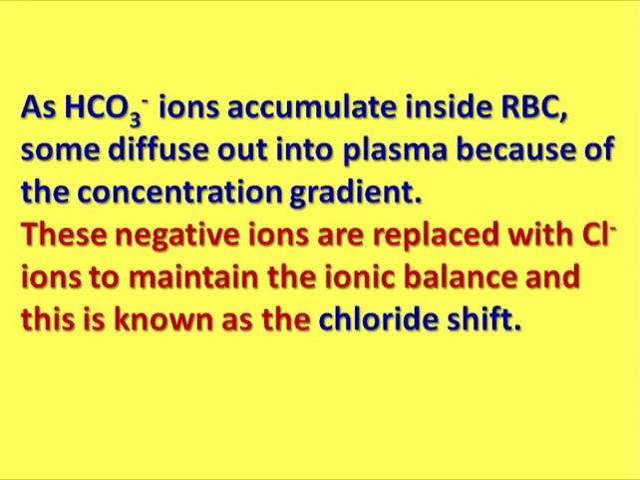As bicarbonate ions accumulate inside the RBCs, some of them diffuse out into the plasma because of the concentration gradient. These negatively charged ions, to maintain the membrane potential, are balanced by the transport of chlorides. So when the bicarbonates come out, negatively charged chloride ions enter the cell for creating an ionic balance, and this process is known as the chloride shift.